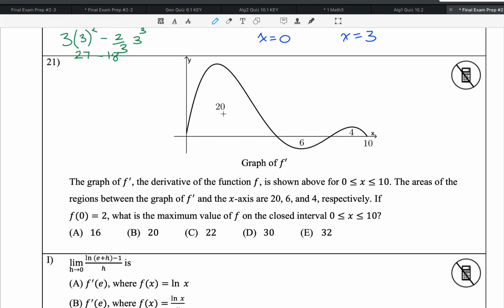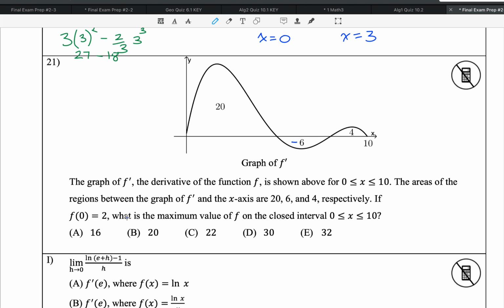All right, so we have this graph, areas 20, 6, and 4. Really, I want to be thinking about this as a negative 6 area because it's below the x-axis. So I'm going to temporarily put a negative right there. Let's go ahead and read. This is a graph of f prime between 0 and 10, with areas 20, 6, and 4.